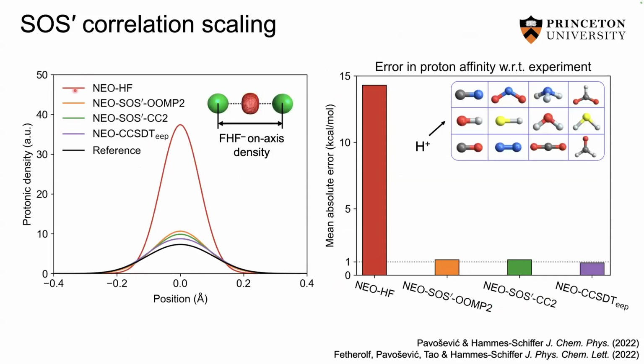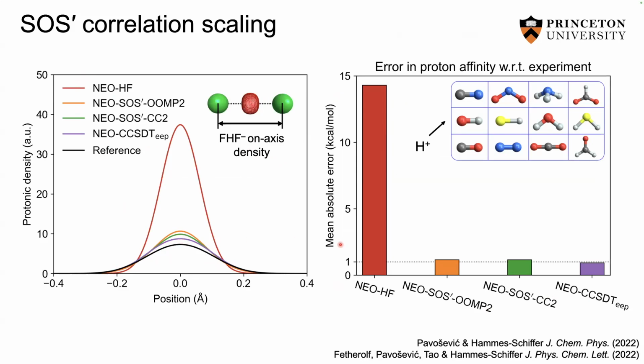First, on the left, we look at the proton density of FHF minus, and we see that we are getting much, much closer to the coupled cluster level of accuracy in the protonic density. We're getting a very delocalized protonic wave function that is approaching the level of accuracy of coupled cluster theory. And that's simply from adding a single scaling factor to the electron-proton correlation.